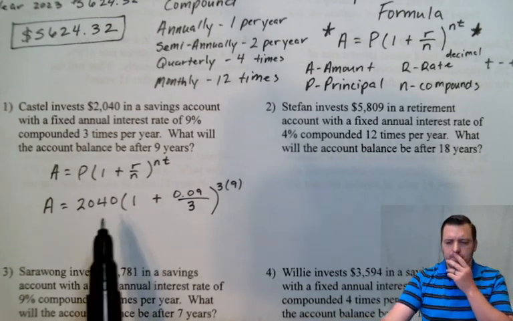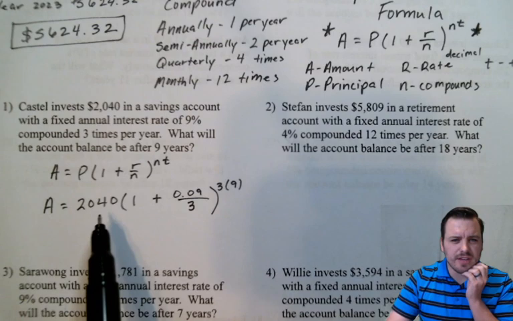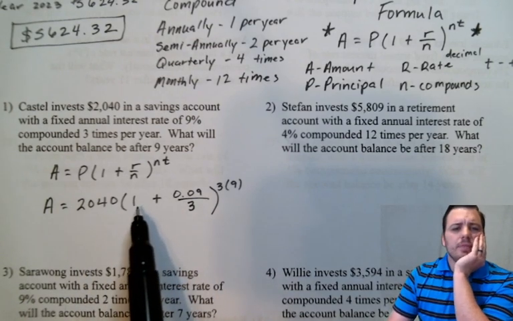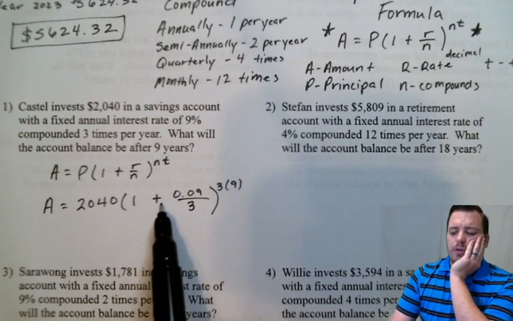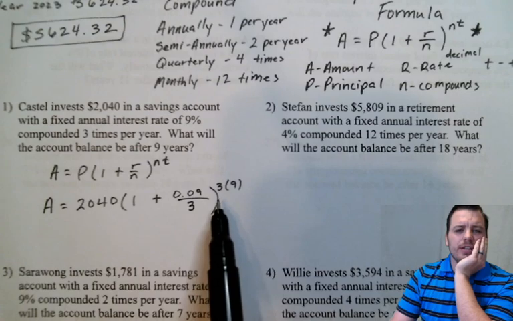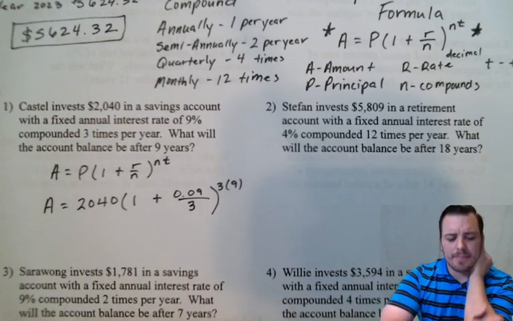Again, principal amount, she invested $2,040. Then we just say 1 plus the rate, 0.09 divided by the number of compounds, raised to the compounds times the time.